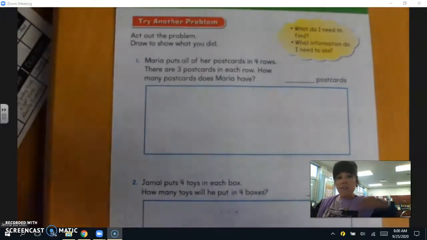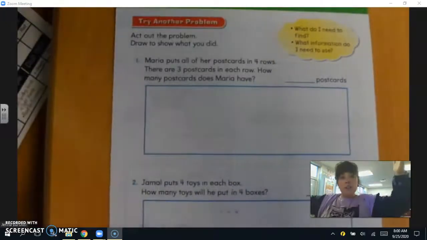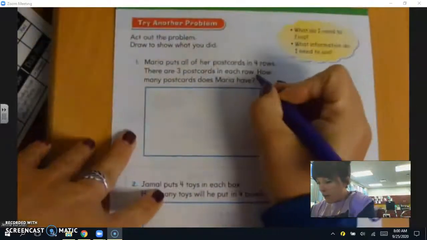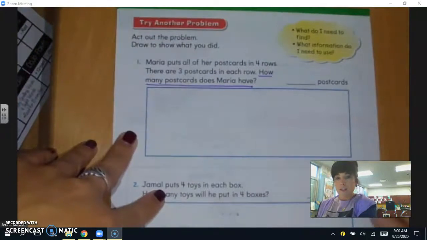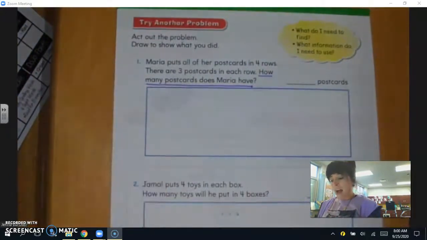So we need to ask ourselves, what are we trying to find? What are we trying to solve? We need to figure out how many postcards does Maria have? And I'm going to turn this light on. That makes it better. Okay, how many postcards does Maria have? What information do we need to solve that problem?